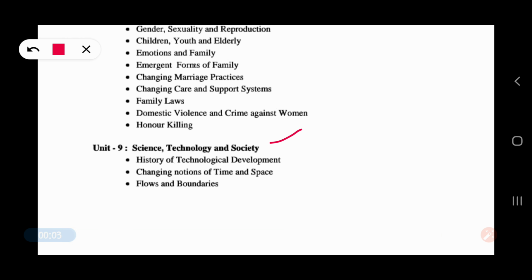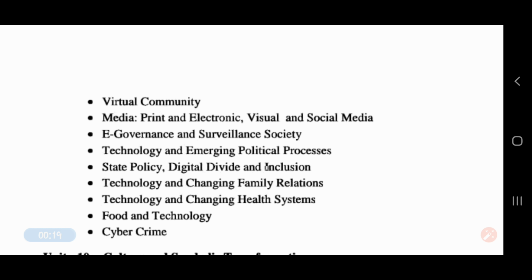The ninth unit of your syllabus is Science, Technology and Society. So in it you have history of technological development, changing notions of time and space, flows and boundaries, virtual community, media, print and electronic, visual and social media, e-governance, surveillance society, technology and emergent political processes, state policy, digital divide and inclusion, technology and changing family relations, technology and changing health systems, food and technology, and cybercrime. So this is also a very new addition in the syllabus.